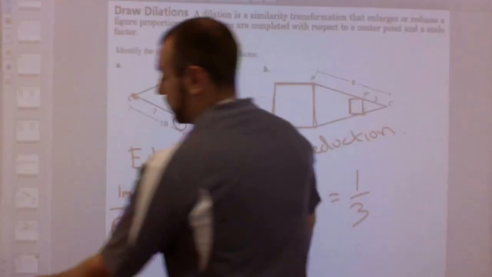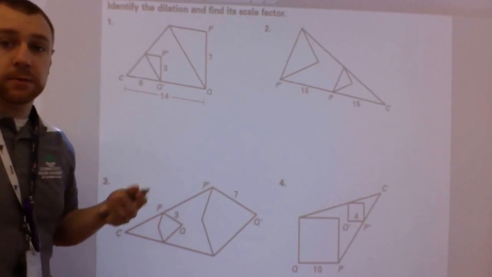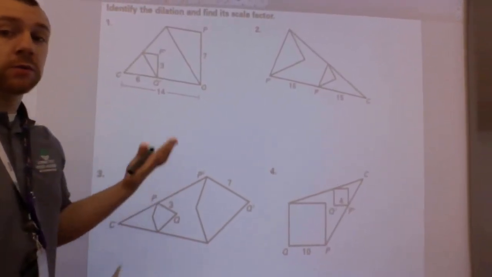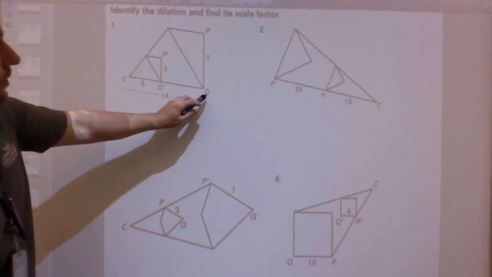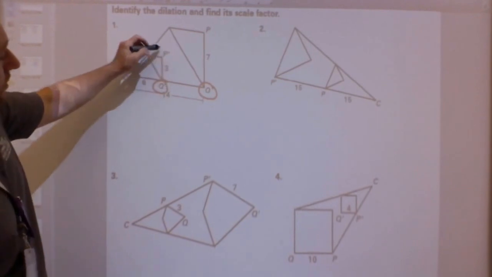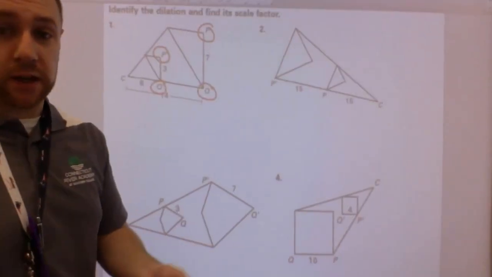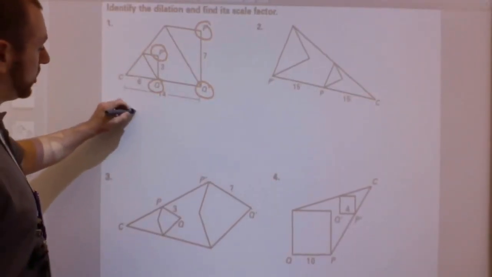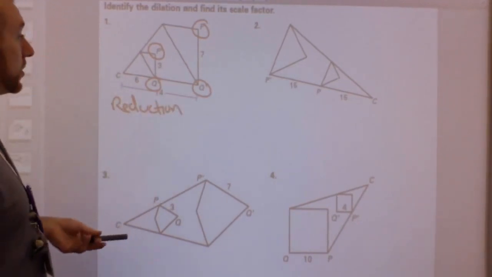Okay. So, our next step are these types of things, where we're reducing fractions and setting it up. Are we reducing? Are we enlarging? That sort of thing. Again, we look at the letters, and whichever has the apostrophe is the image, the second figure. The second figure is smaller, so it's a reduction.